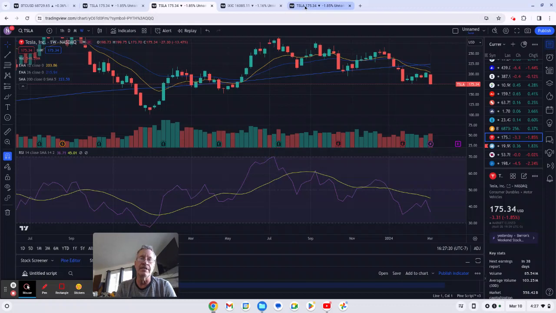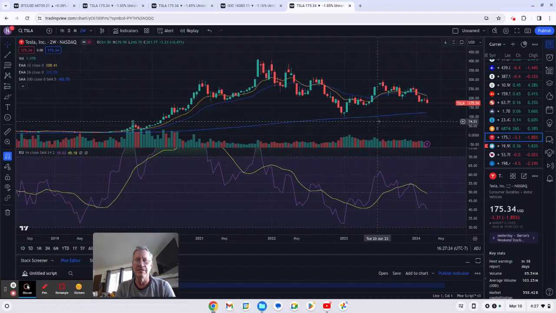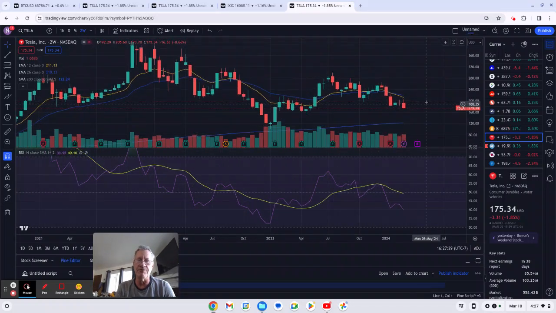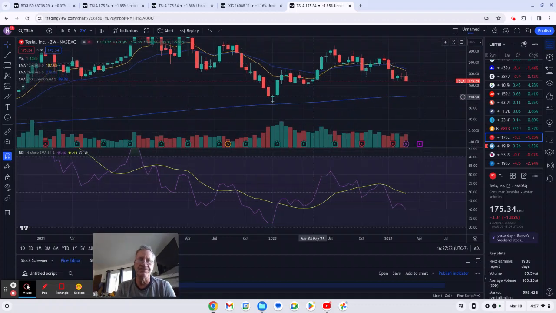So let's jump into the 2 week chart. This is what I'm really basing everything off of now. On the 2 week chart, it's the same numbers. No, I'm sorry, it's not the same numbers. This is the 152.37, and this is the low of 101.81.